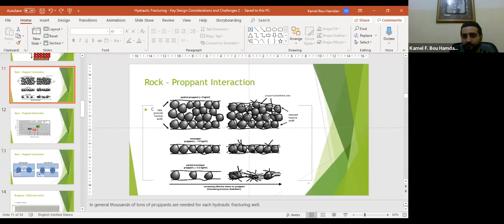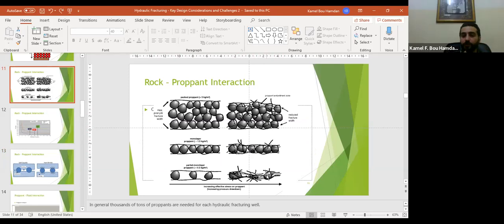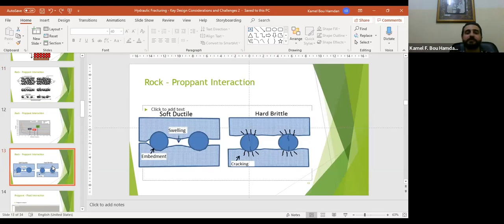So let's look at this image over here. We have some kind of embedment. However, it didn't really close the fracture because we have a pack. However, for a partial monolayer, it was closed because we just have this small layer. So therefore, partial monolayer might be better in certain cases, but it's very hard to create it in reality. Therefore, they prefer not to do it.